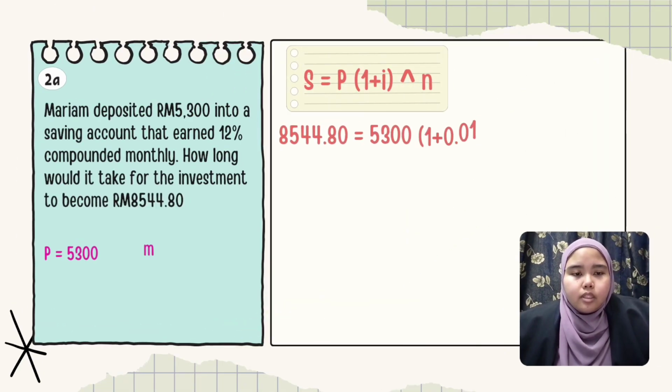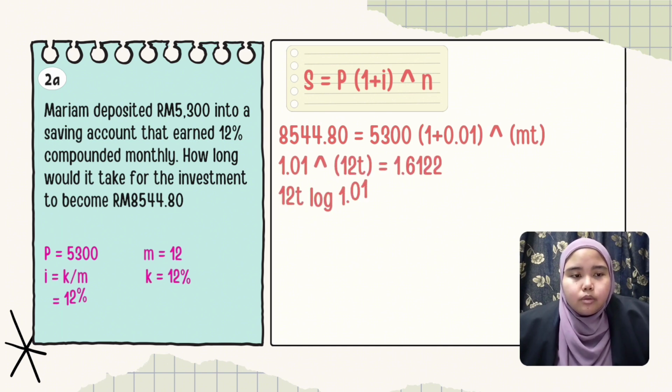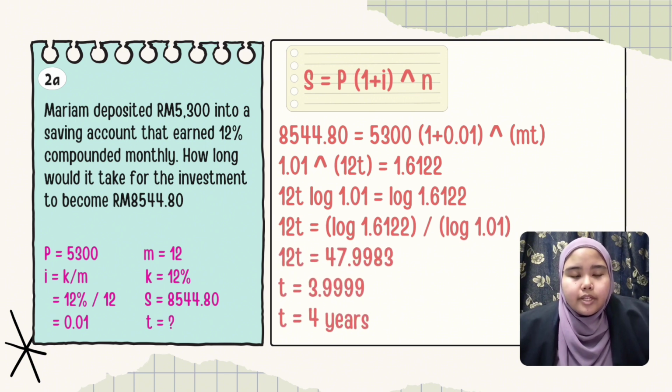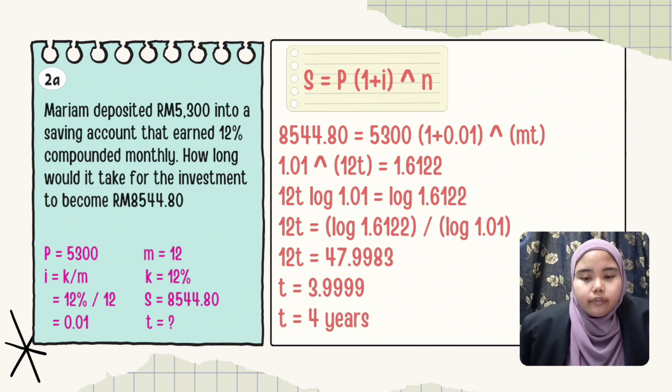Question 2a. Mariam deposited Rm 5,300 into a saving account that earned 12% compounded monthly. How long would it take for the investment to become Rm 8,544.80? In this question, P is equal to 5,300, M is equal to 12, K is equal to 12%, I is equal to K over M, which is 12% divided by 12, 0.01. S is equal to 8,544.80. In question 2a, we want to identify the value of t.